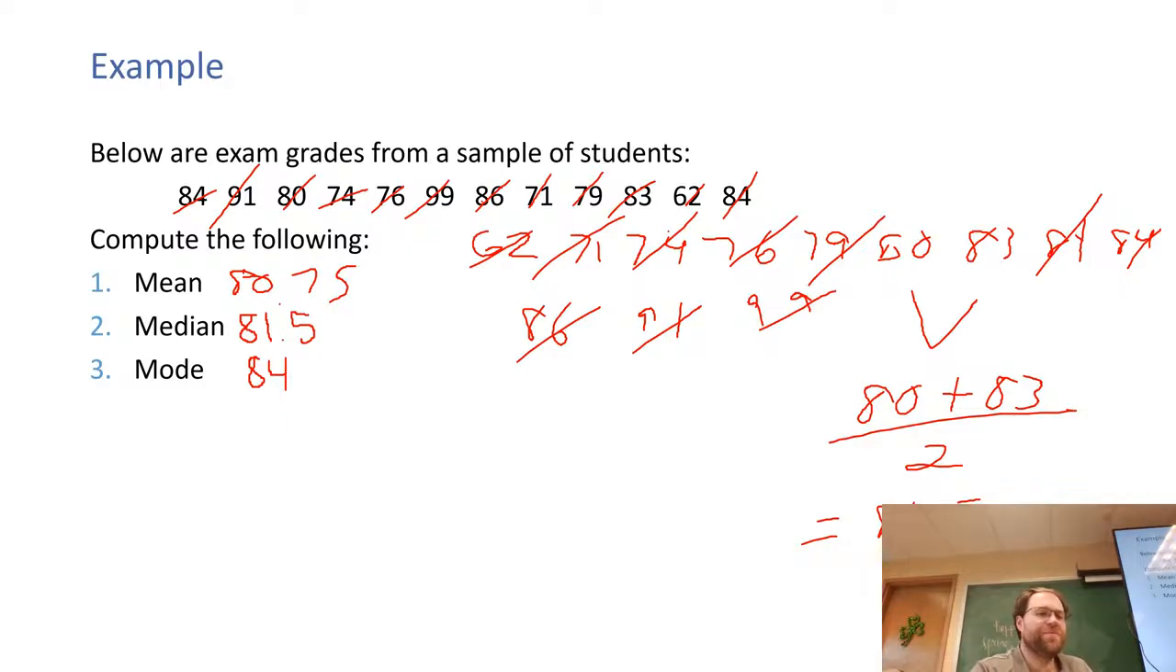So these three numbers here are going to give you a pretty good idea about the center of this set of data. Average or mean of about 80.75, middle score of about 81.5, and a mode of 84. Any questions on this example?